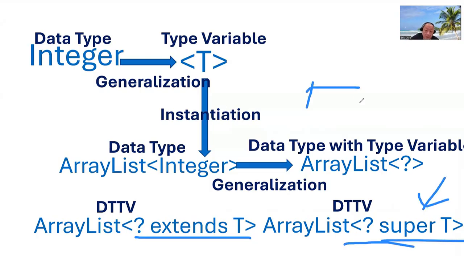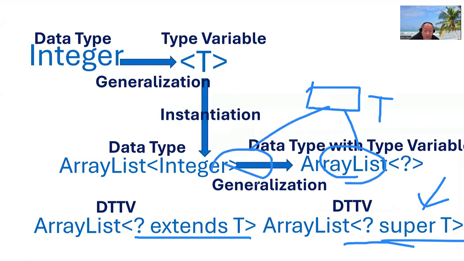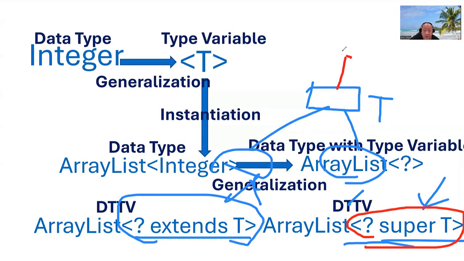So for example, you have a class that you specify as T class. Question mark extends T is any of the subtypes under T. Question mark super T is anyone who is actually a super type of T, on top of T.